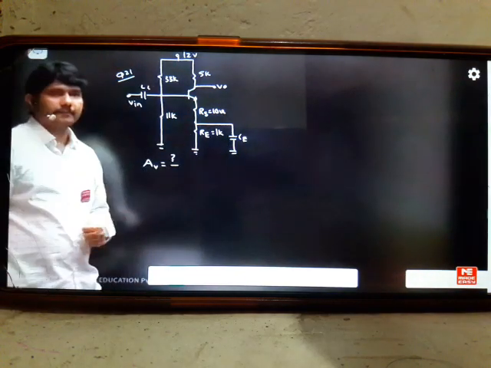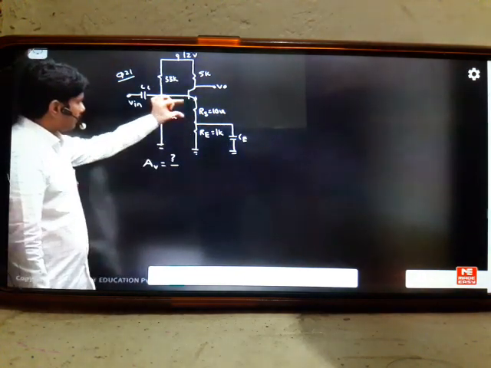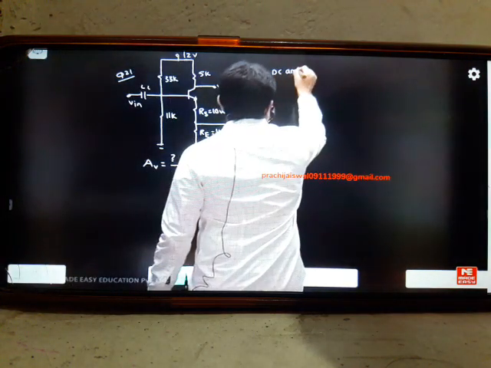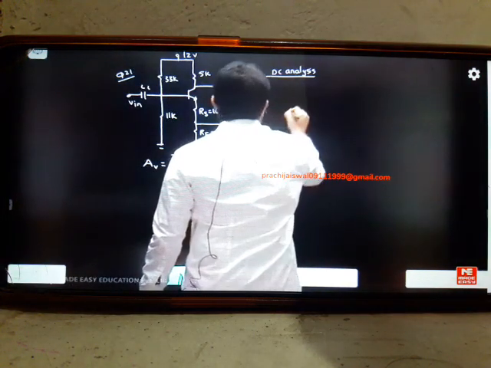This is an unbypass, correct? Why it is unbypass: this resistor will become bypass, but this is unbypass. We have one more extra resistor. So first we'll do DC analysis for this, to get some DC conditions. The DC analysis looks like this.